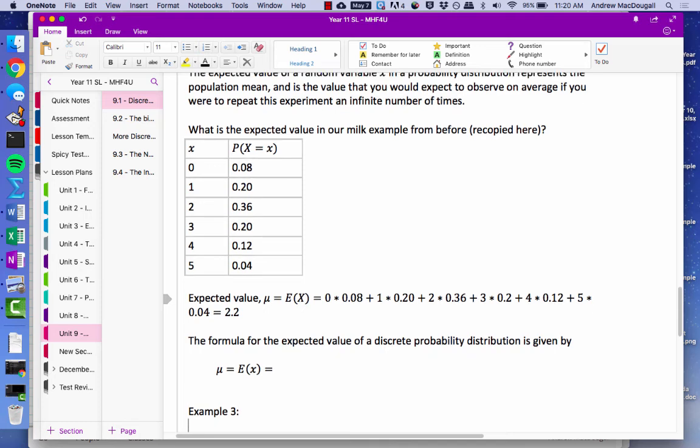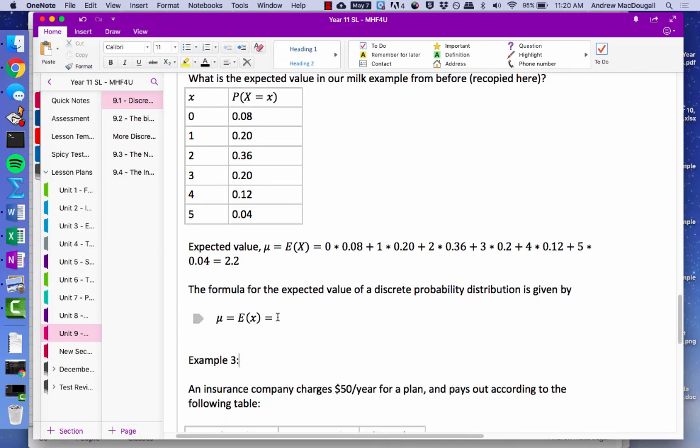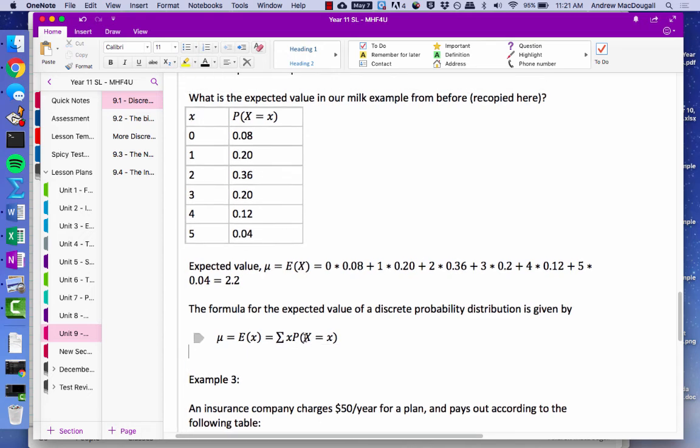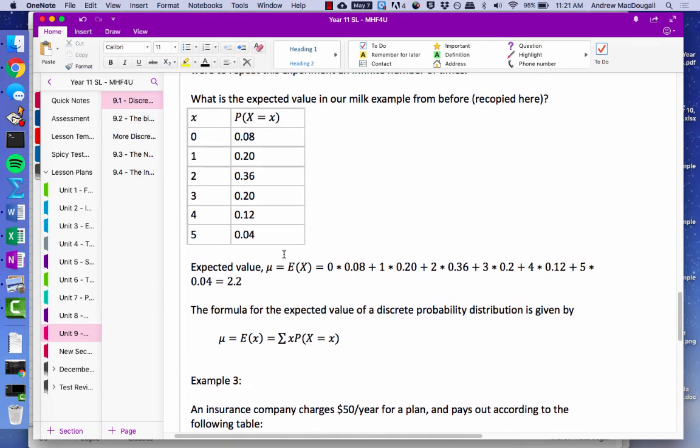In general, this formula for expected value of a discrete probability distribution is given in your formula booklet. It's a little bit ugly, but it's the sum of the x values in your distribution times the probability of x equals x. So really you just do it the way I just did it. You take your little x values, you multiply them by the probabilities, you do that for each, and you add them up.